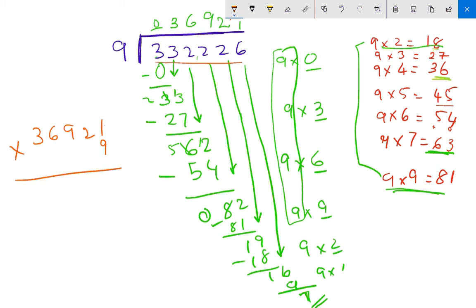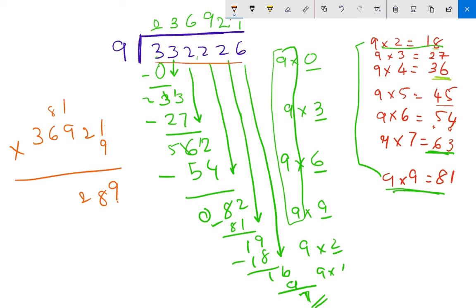9 times 1 is 9. Okay, I already know that my answer is wrong because look, that's not the same. 9 times 2 is 18. 9 times 9 is 81. Plus 1 is 82.